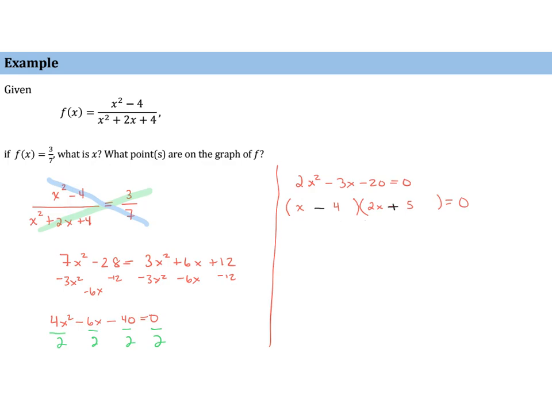So now, this means that x minus 4 equals 0, or 2x plus 5 equals 0. And so we have x equals 4, or x equals negative 5 halves. So this means that the points would be (4, 3/7) and (negative 5 halves, 3/7).